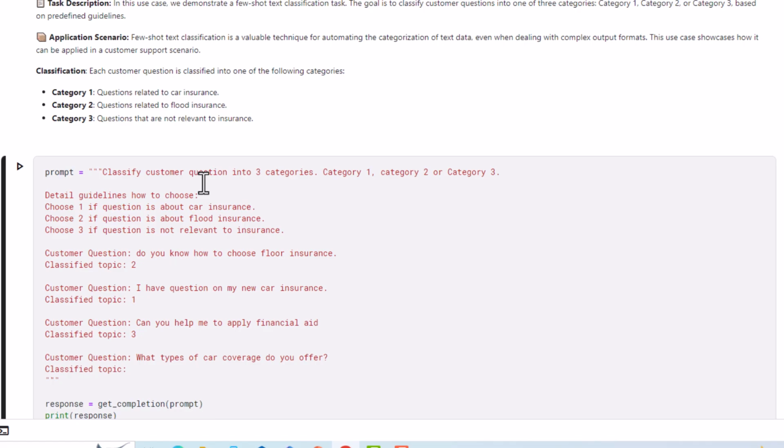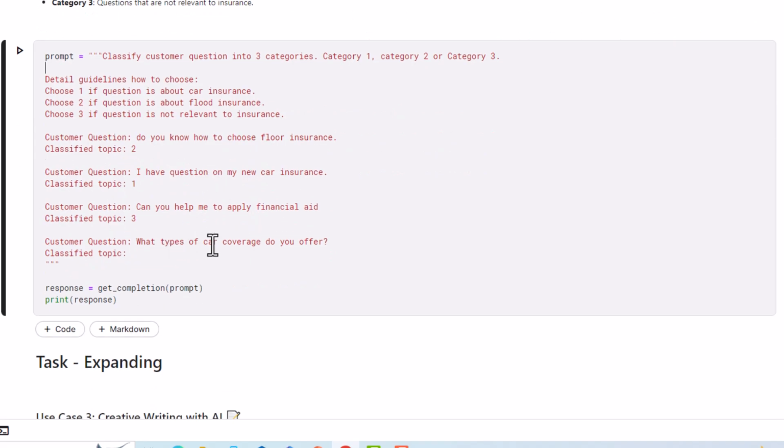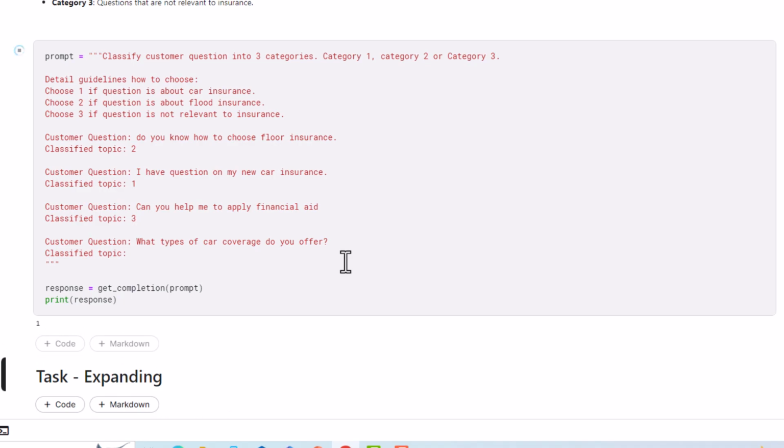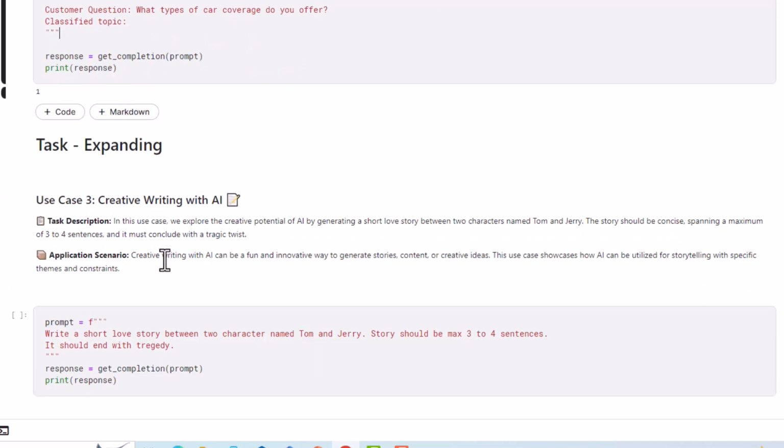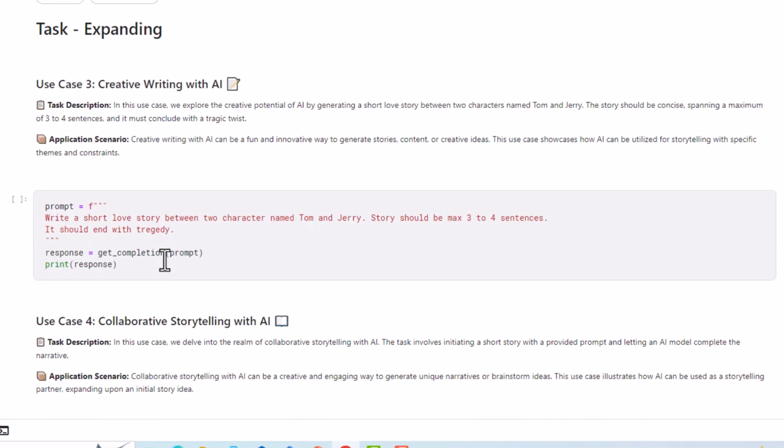Category 1 is about car insurance, category 2 is about flood insurance, category 3 is not relevant to the insurance question. We have given a couple of examples and then we have asked the question, what type of car coverage do you offer? Now, since we have given the questions in a very specific format and the output in a very specific format, this is called few shot prompting. When we give examples, you will get a proper answer from the model, which you can then ingest into the downstream application.